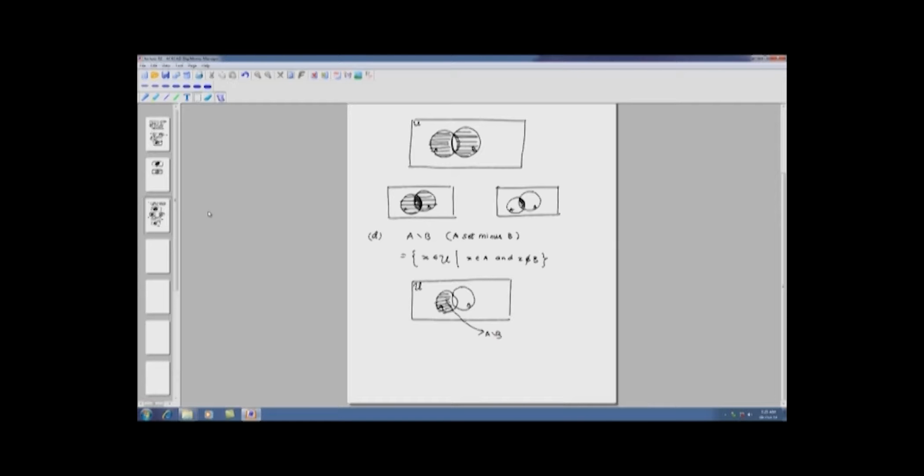Now, if we inverted this situation and if we had taken B minus A, we would have gotten x belongs to U and x belongs to B and x does not belong to A. Now, in Venn diagram, that means the region which is inside B, but not in A intersection B. So, if you have A here and B here, this is the region corresponding to B minus A.